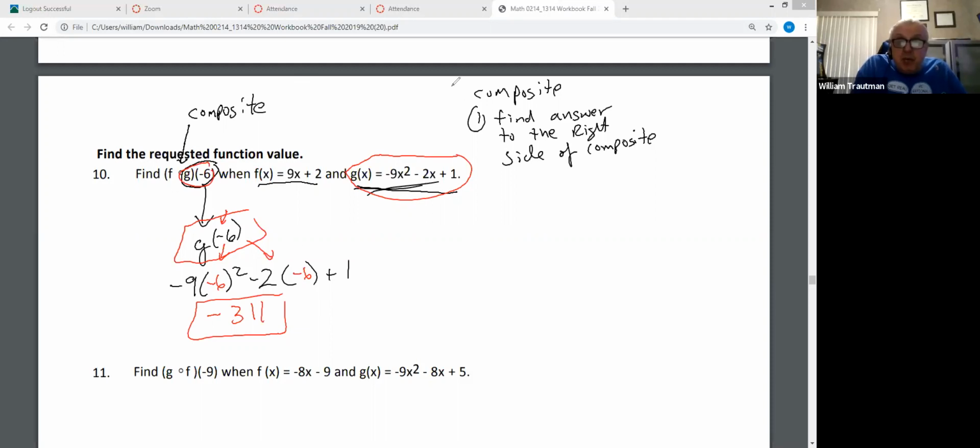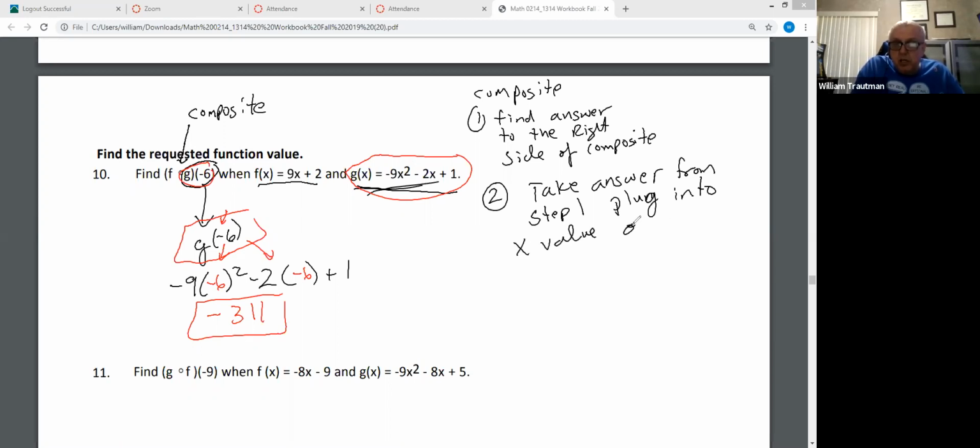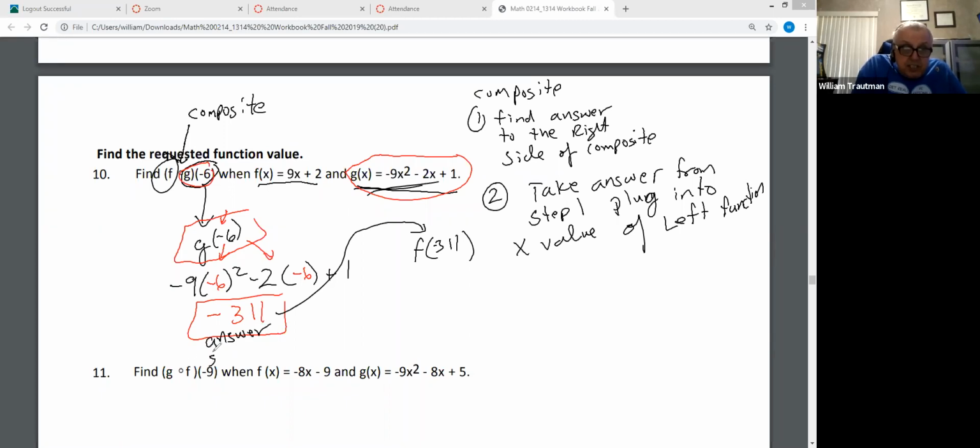So that's step 1. Step 2, take the answer from step 1, plug it into the x value of the left function. So in other words, the left function is f. The left function is f. And we're going to plug -311 into it. This was the answer to the first part from step 1. Take the answer in step 1 and plug it into the x value of the left function. The left function is f.